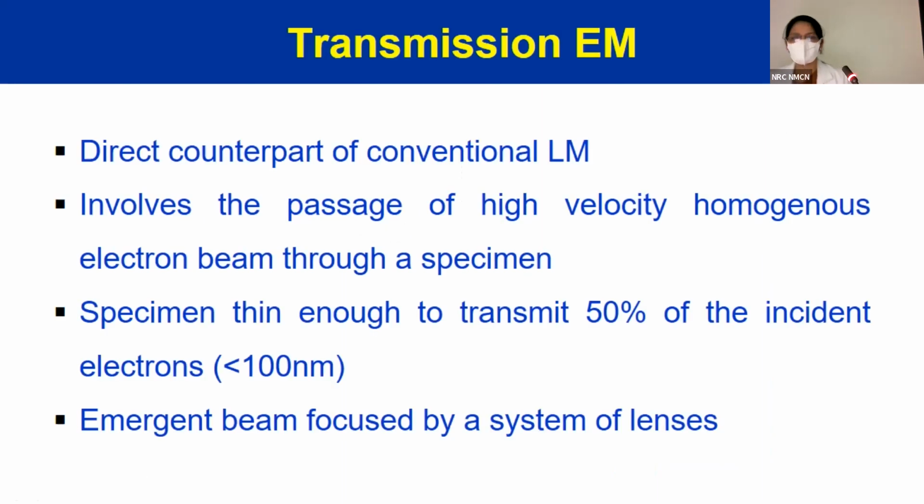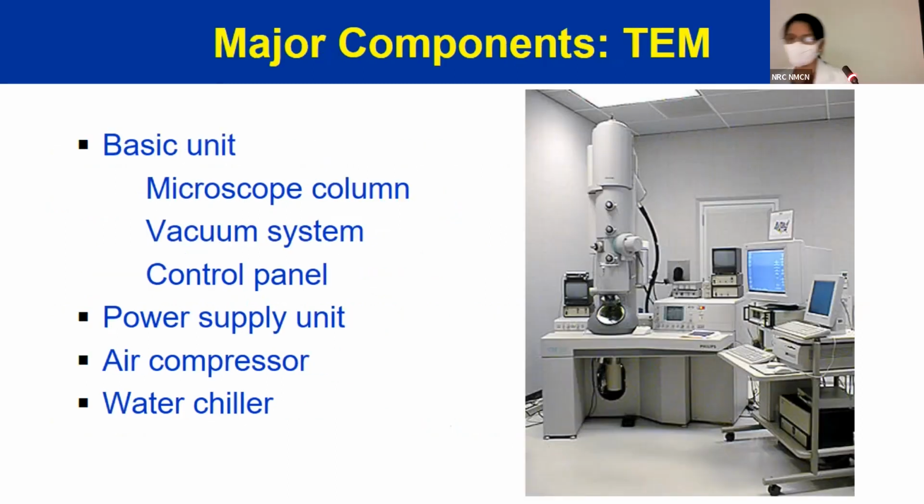So now I'll be talking just about transmission electron microscope, because scanning will be taken up by Dr. Mitra. As I said, it is a direct counterpart and it involves the passage of a high velocity electron beam. It is known as transmission because the specimen should be thin enough that around 50% of the electrons are transmitted. That is why you will get an image. Otherwise, you will not get any image of the tissue that you have put in the electron beam. And the emergent beam is focused by a set of electromagnetic lenses.